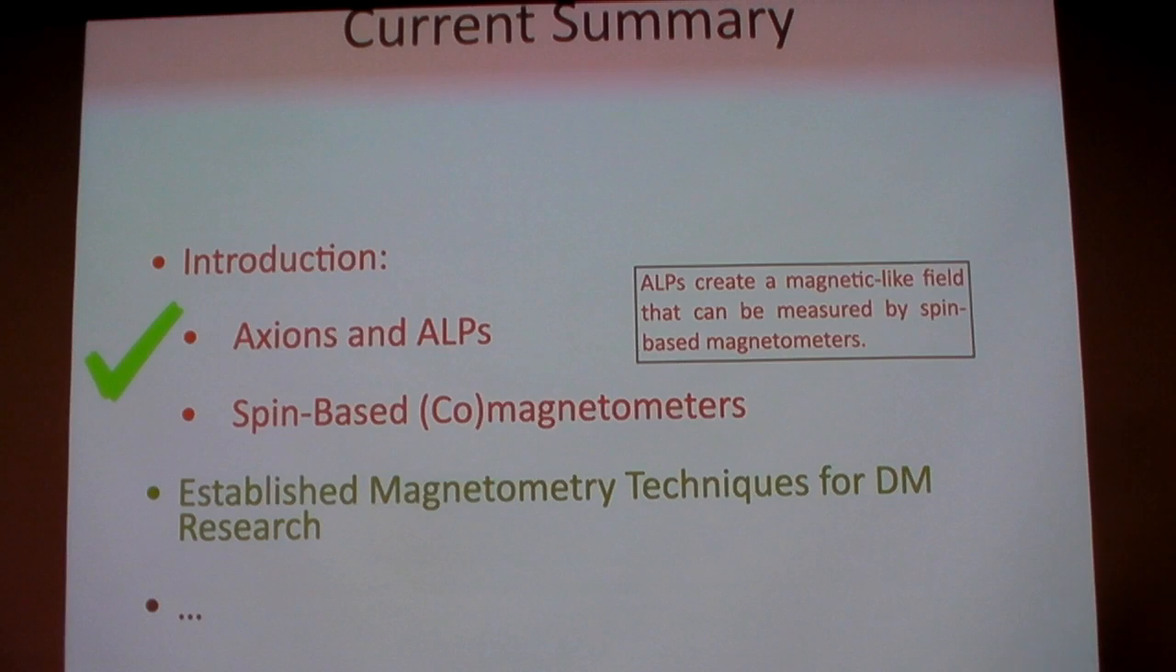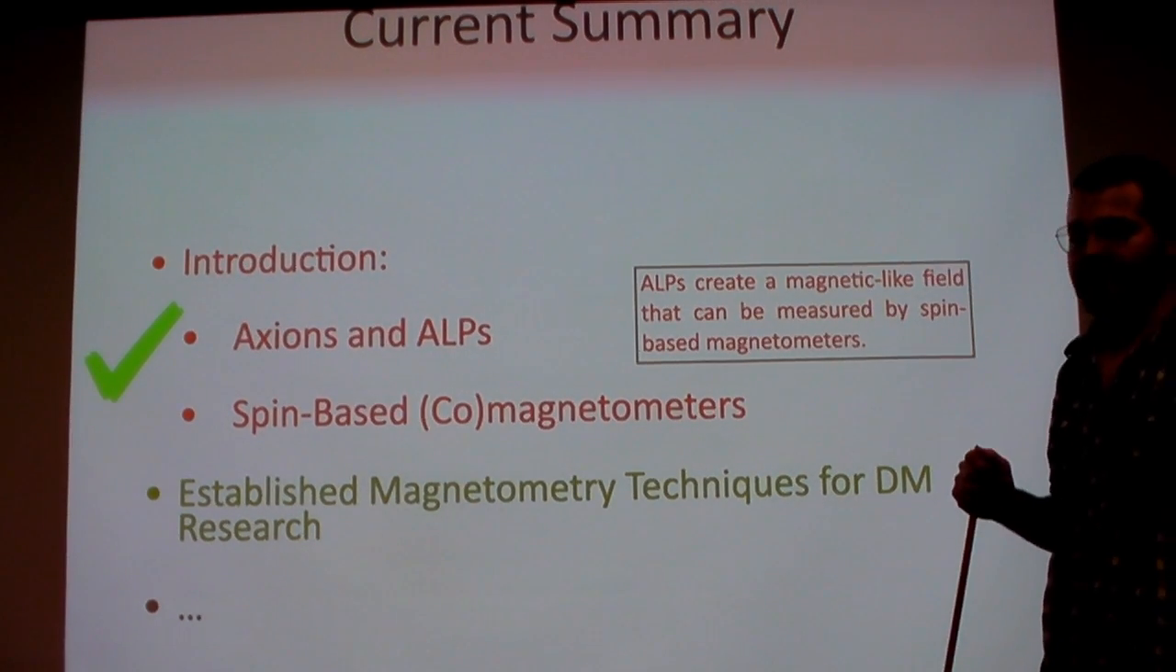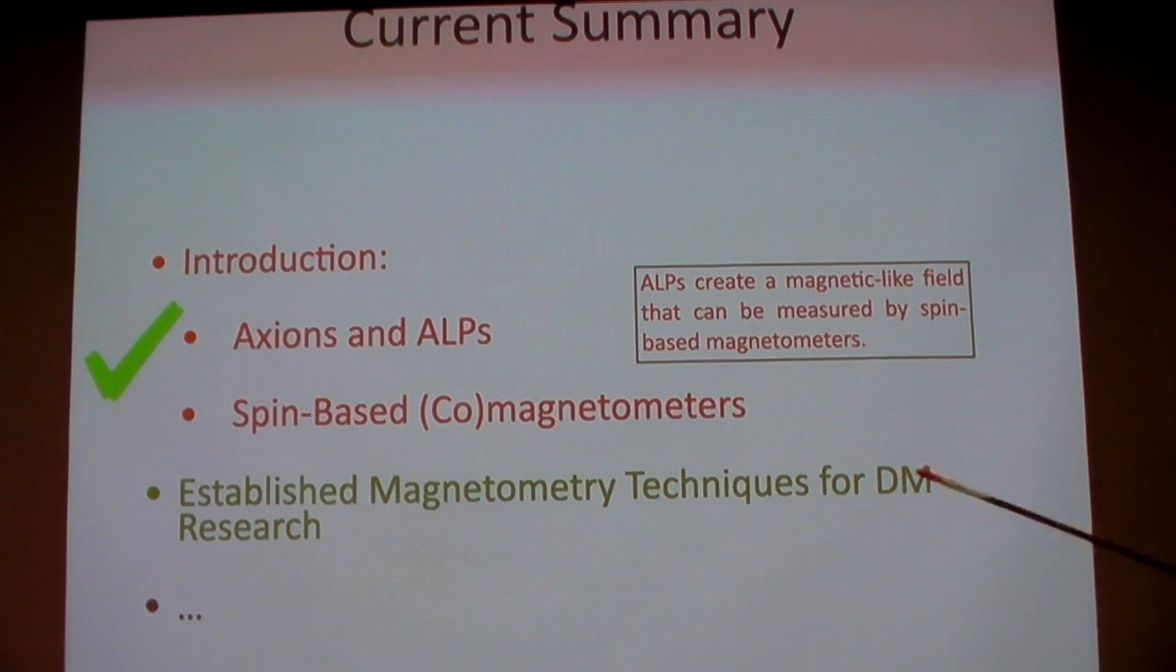Yes? So is the pumping laser circularly polarized? Indeed. That's why you can pump. Exactly. And the probe laser is linearly polarized, and Faraday rotation is the name of the effect that makes you sensitive to the spin of the alkali. So the axion-like particles are generating a magnetic-like field, and that can be measured by spin-based magnetometers.